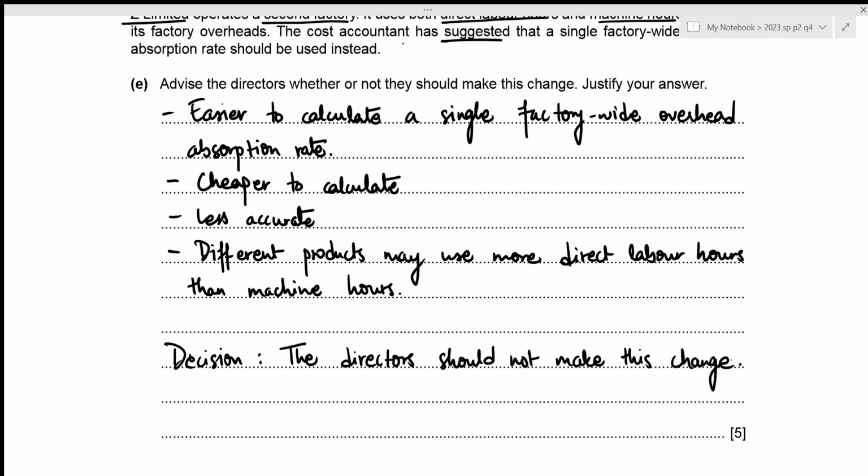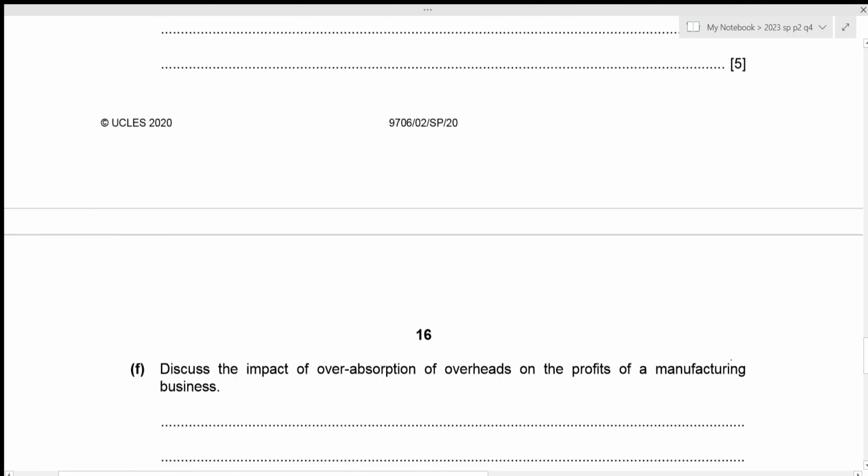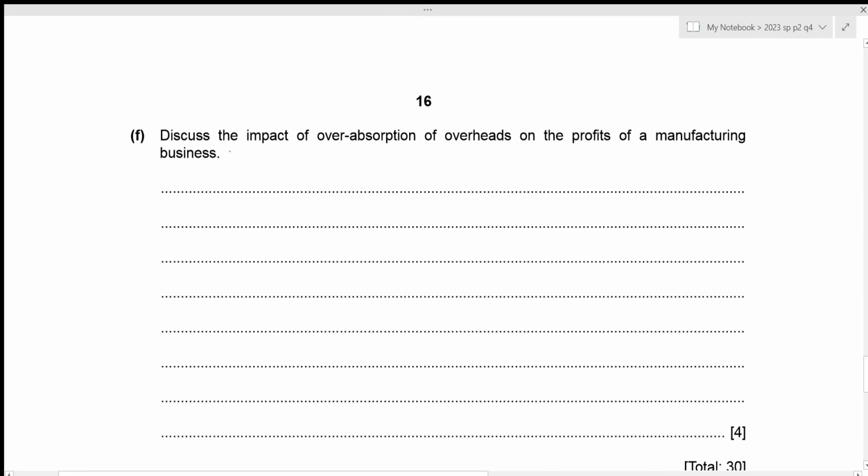This concludes the fifth part. Now we can move towards the sixth one. We need to discuss the impact of overabsorption of overheads on the profits of a manufacturing business. So the impact of overabsorption is that it means too much overhead is charged to the product. Let's write it down. Will mean too much overhead is charged to the product.